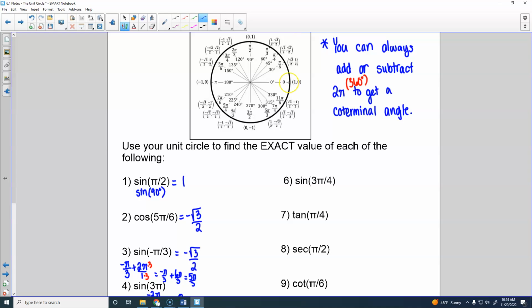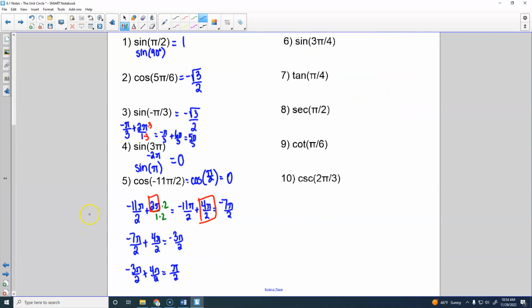Always start from 0. If it is positive, you're going in the counterclockwise direction. If it is negative, like it was this time, you'll go in the clockwise direction. So you go the opposite direction if it's negative. Okay? If you're a very visual person, that may help you. If not, you could always do what I did here. It just takes a little longer.